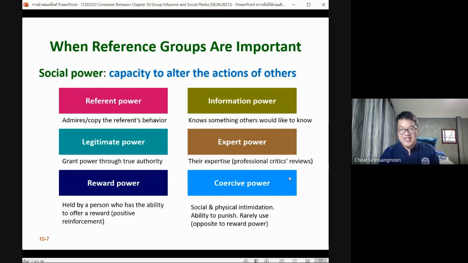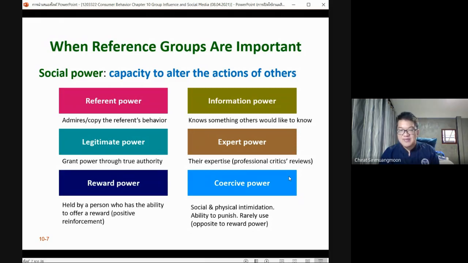Reward power and coercive power, I would like to talk about at the same time because it's the positive side and negative side. So reward power is the power from the person who can give you the reward, the good result. For example, if you did a pretty good job on the examination, I will give you some gift. That is reward power. But coercive power is, if you cheat on the exam and I found that you did pretty badly, I also warned you already, so I will give no score for that case. So this is punishment. So I also have coercive power too.